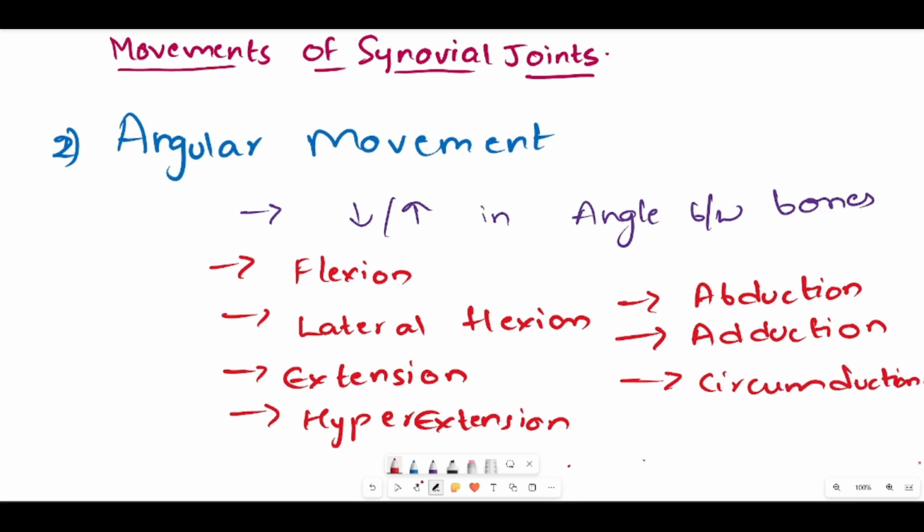Now, what points will be included under this angular movement? First, this will be decreasing or increasing the angle between the bones. Second, it is further divided into these movements: flexion, lateral flexion, extension, hyperextension, abduction, adduction, and circumduction. Now let's see each one in detail.